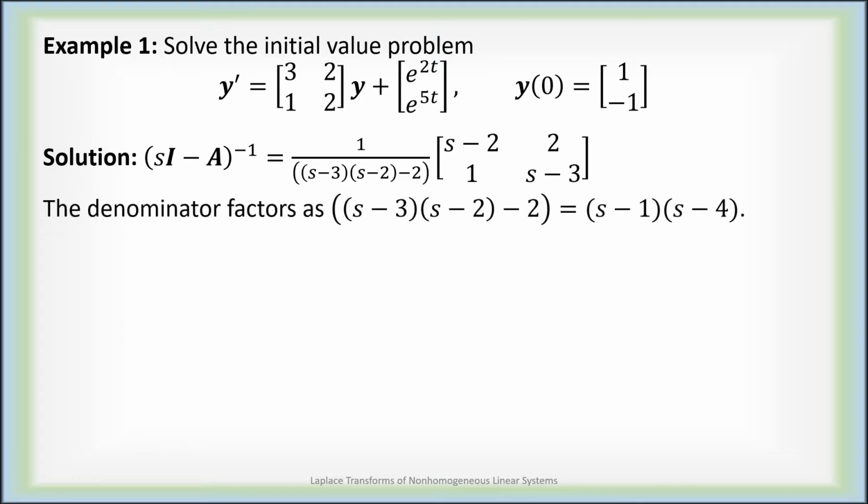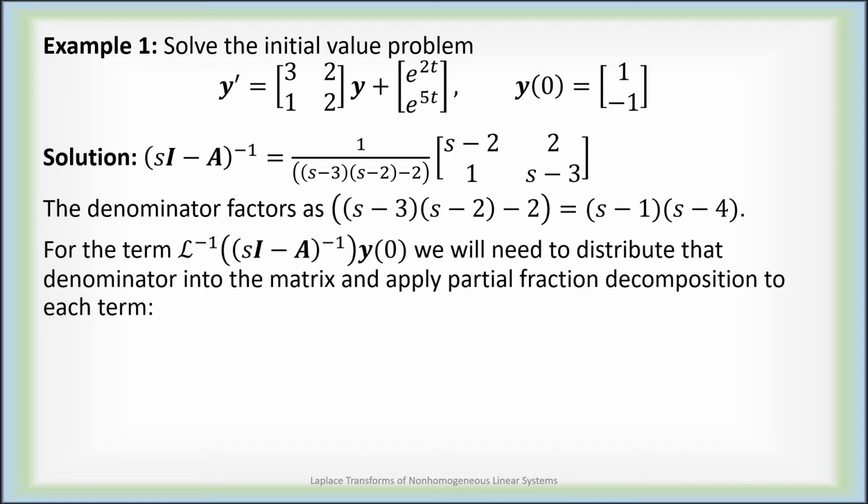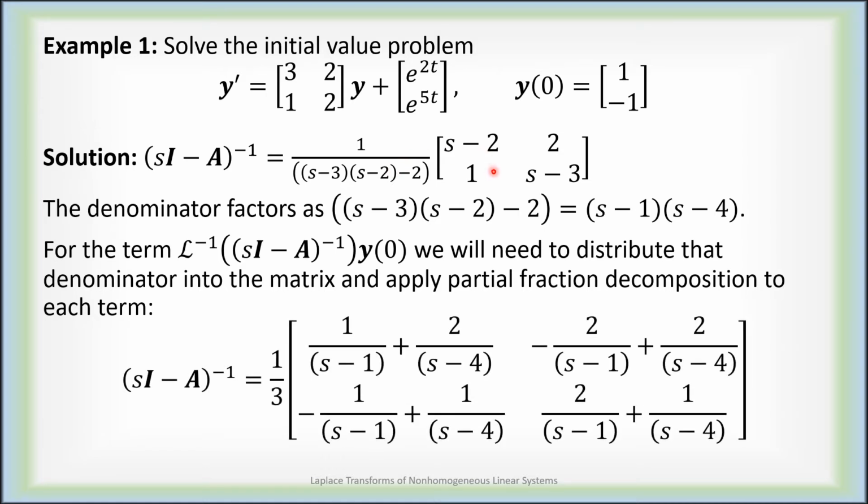The denominator factors as s minus 1 times s minus 4. That's good to know. Now, for the state transition matrix, we're going to need to distribute that denominator in and apply partial fraction decomposition to every term. If you go ahead and do all of that, there is a common factor of 1/3 that comes out. But partial fraction decomposition, having distributed this denominator into every term, results in the following matrix. Okay, it's fairly tedious to do, but it is doable.